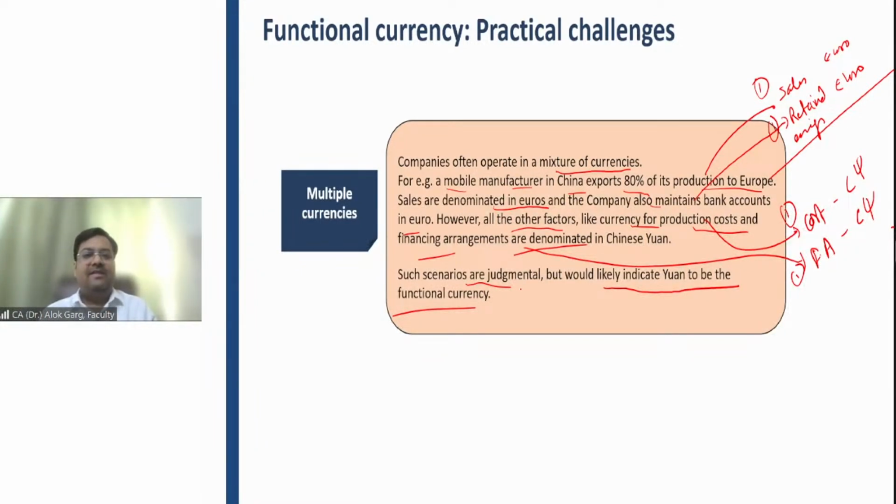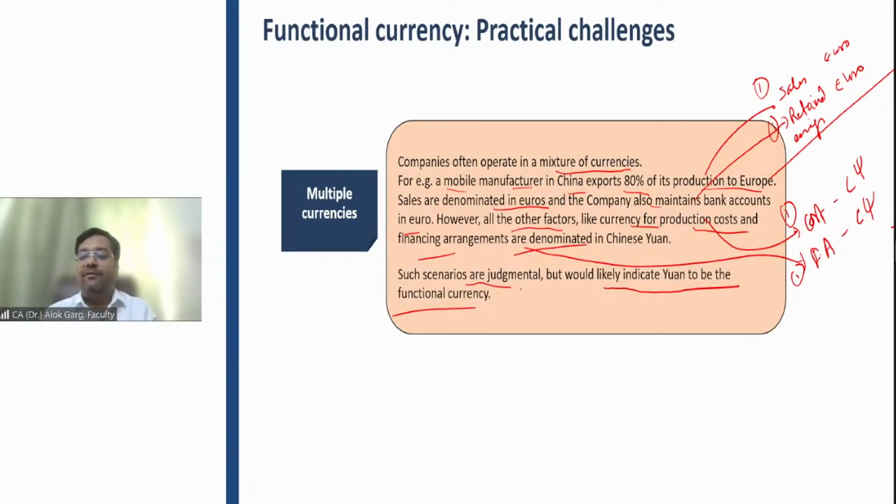But sir, is there any guidance? Answer is no. In that case, the management has to apply judgment, the best estimate, on what my functional currency should be. In these kinds of scenarios, where multiple currencies are there and you are indifferent because the weightage is similar, like you have seen, one primary indicator and one secondary indicator is in euro and the other primary indicator and secondary indicator is in Chinese yuan.